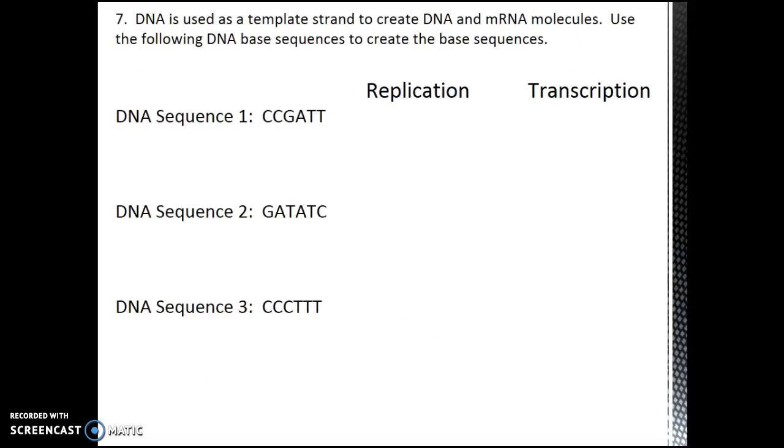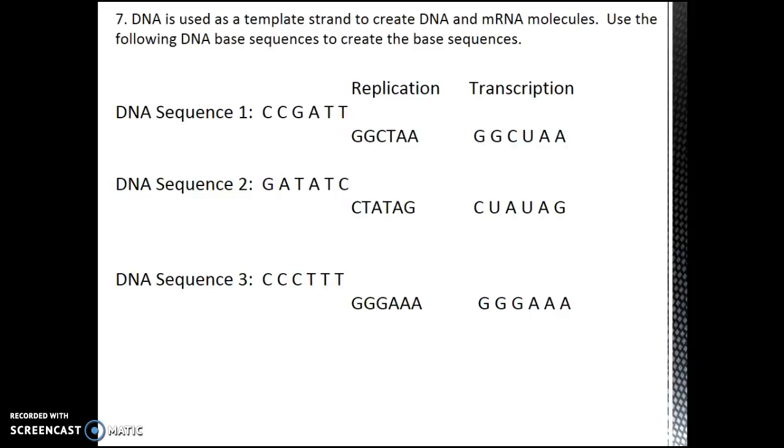Use the DNA template strand to create another DNA molecule and an mRNA molecule. So if I have sequence number 1 and I was going to replicate this for DNA replication, I would have GGC TAA. For transcription, I would have GGC UAA. Here are the rest of the answers. If you need more time, pause this video.